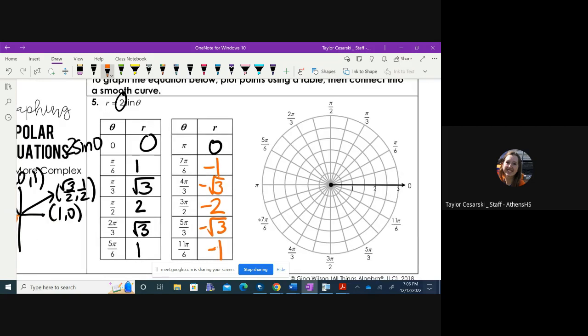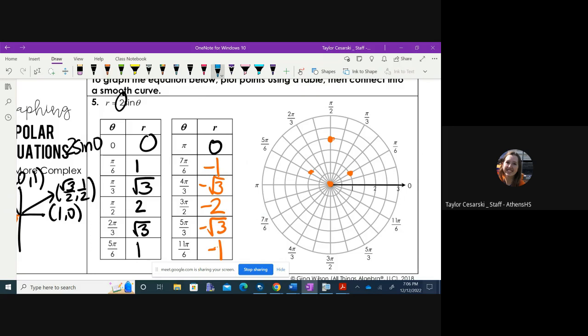So we have 0, 0, and pi over 6, 1. So that means take one step towards pi over 6. I'm not going to worry about pi over 3 right now just because that's a decimal. I'm going to graph the easy ones first. Pi over 2, take 2 steps towards pi over 2. 5 pi over 6, take one step towards that. Then at pi, we're at 0, so 0 steps towards pi. That's just going to be at the pole or the origin.